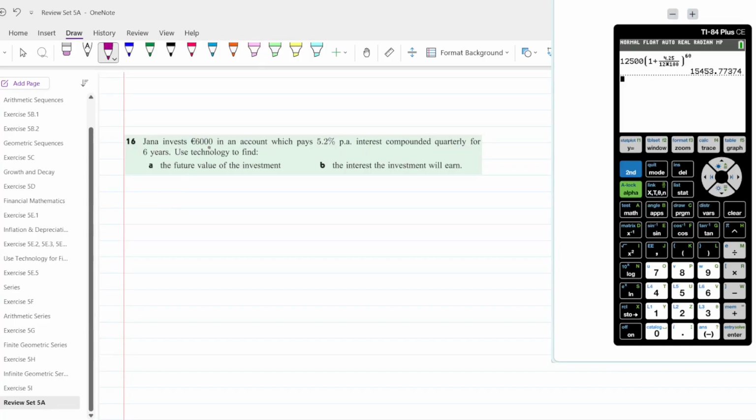Jana invested 6,000 euros in an account which pays 5.2% per annum interest compounded quarterly, for 6 years. Use technology to find the future value of the investment. So, present value is 6,000, interest per annum is 5.2, compounded quarterly means n equals 4 times 6, that is 24.